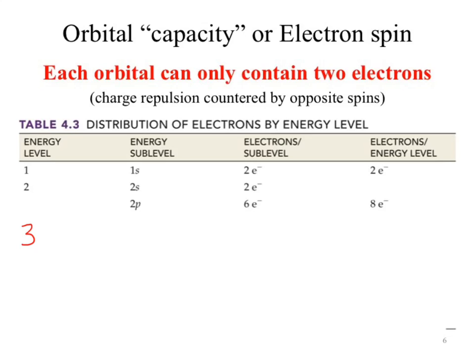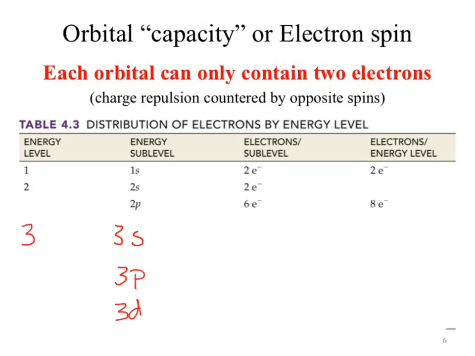What happens when we move up to the third energy level? How many types of orbitals do we have? 3. What are our types? S, P and D. Is that s orbital the same as we saw in our second or first energy level? No. How do we specify it? 3s. So we're specifying the energy level of that new orbital.